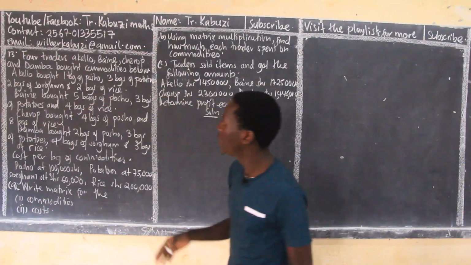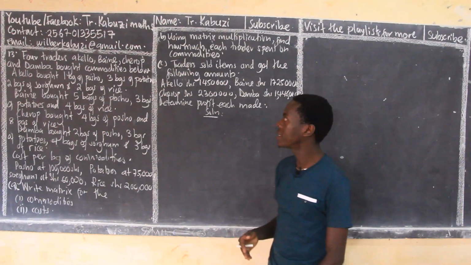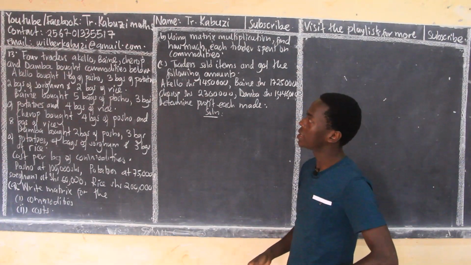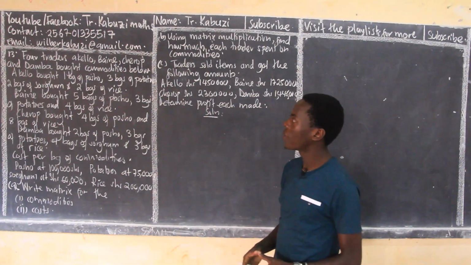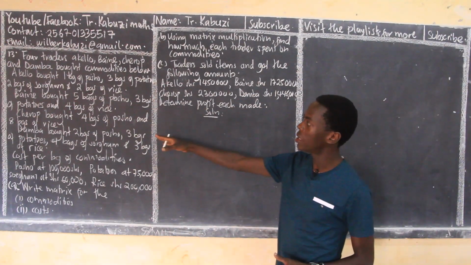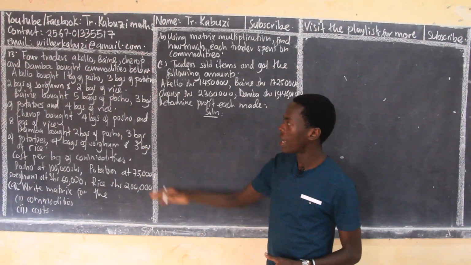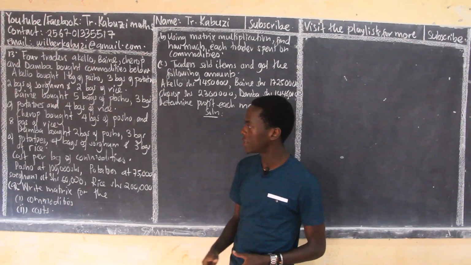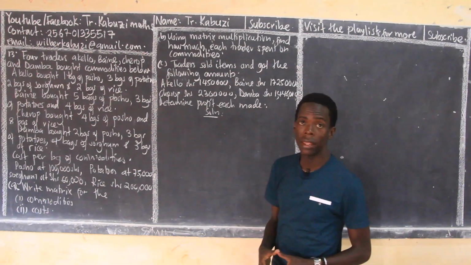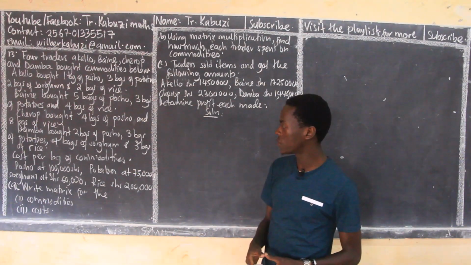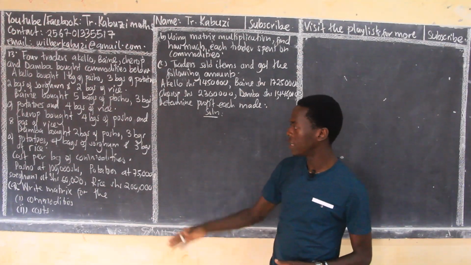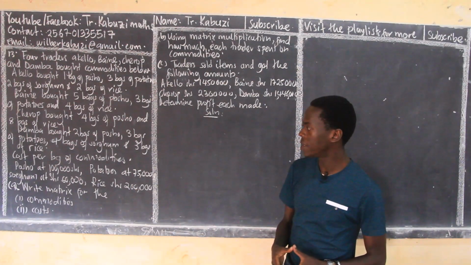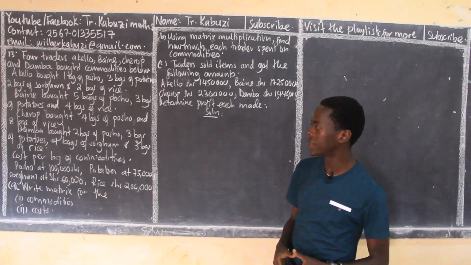Number 13. Four traders, Akero, Baine, Chorop, Damba, bought the commodities. They state that the cost per bag of the commodities: posho was 100,000 shillings, potatoes 75,000, sorghum, and rice 200,000. Then part A, write a matrix for the commodities.